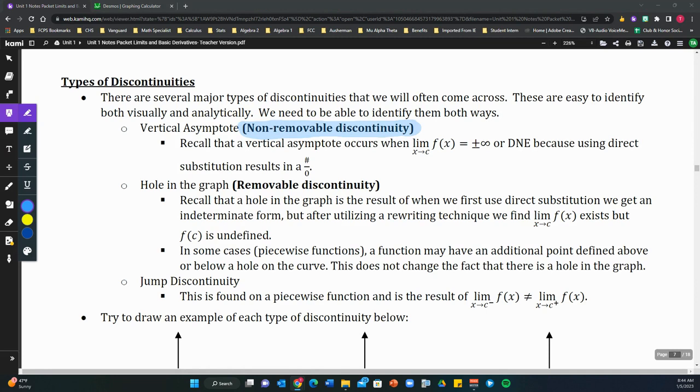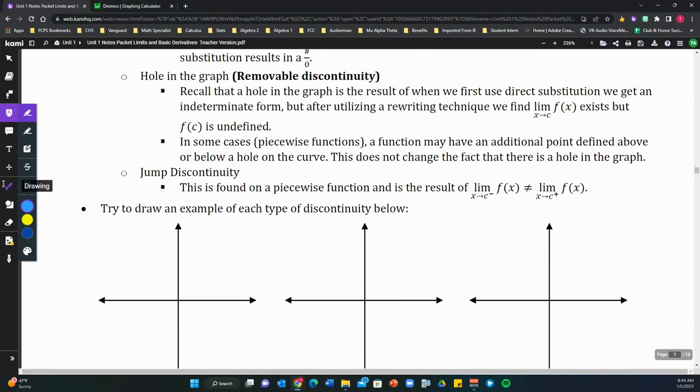So that is that imaginary line. We often draw it with a vertical dotted line.